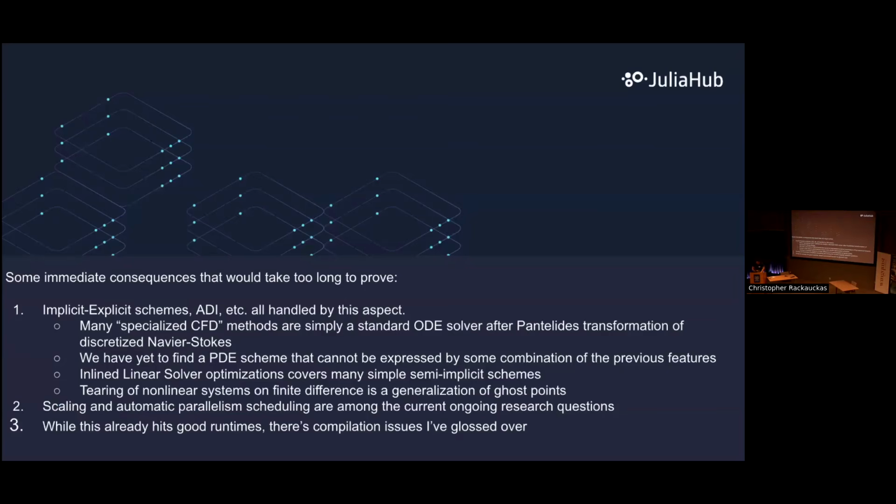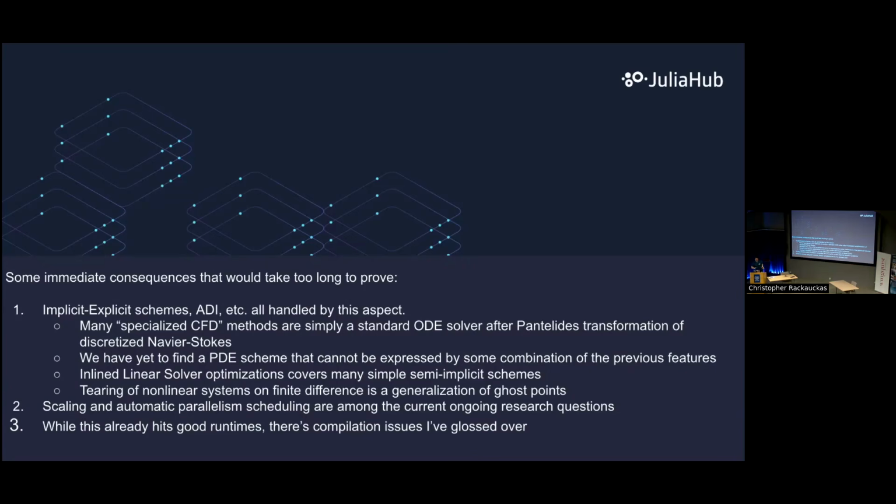There's a lot that's going on there. So immediate consequences that it would take too long to prove, but these are the things, again, that we're trying to prove over the next few years. What we're trying to say is that implicit, explicit schemes, ADI, et cetera, all those kind of tricks that you've learned for PDEs, they're actually handled by different aspects of this term, right?